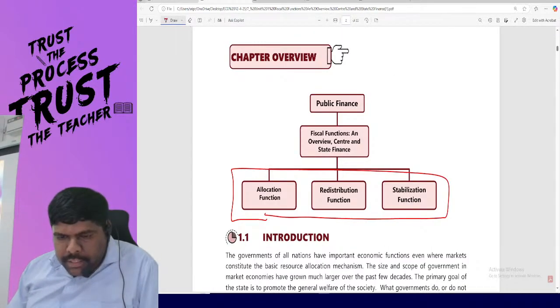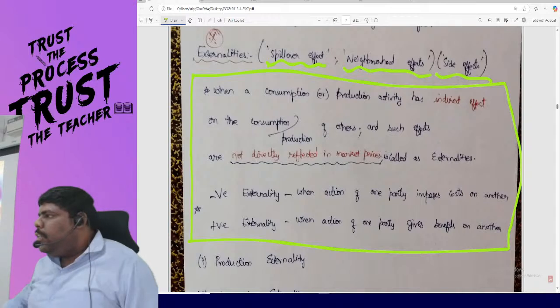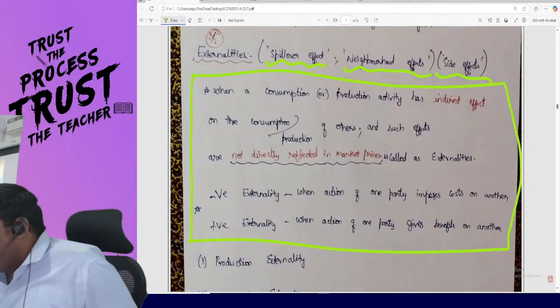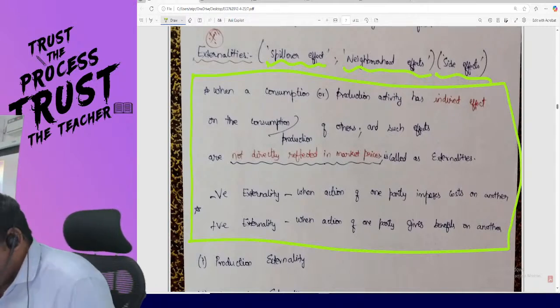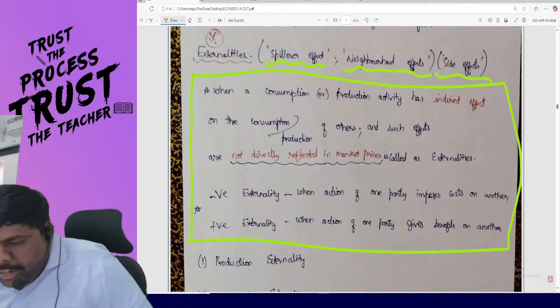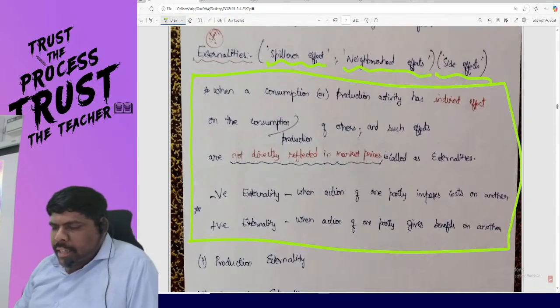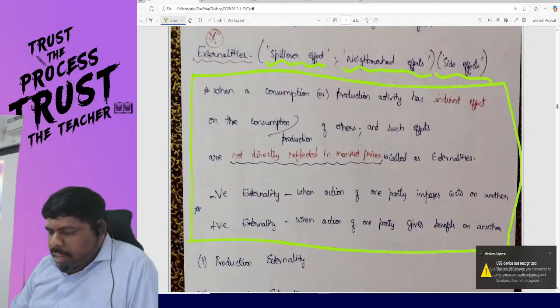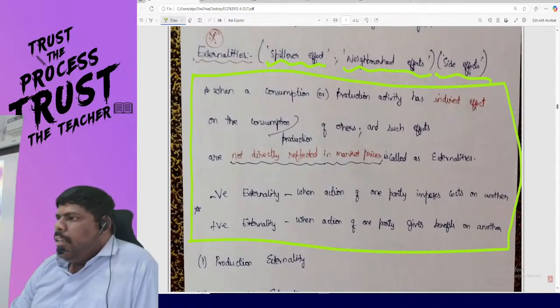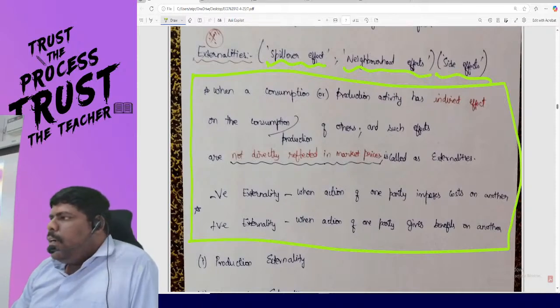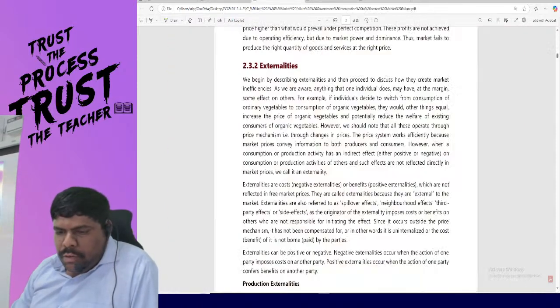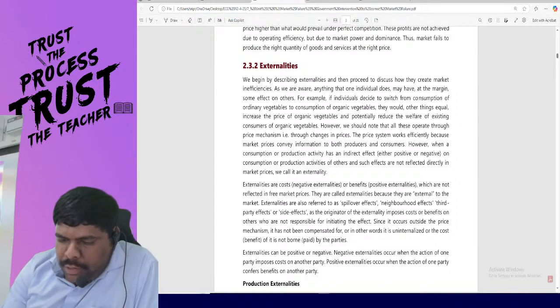Okay, we'll just start with a basic explanation of externality. Don't take notes, just understand the concept. If you know this, you can very easily write it in the exam. When any consumption or production activity has an indirect effect, and such an indirect effect cannot be measured, then it is called externality. Then comes the question: what does the term internal effect refer to? Just look out for this line.